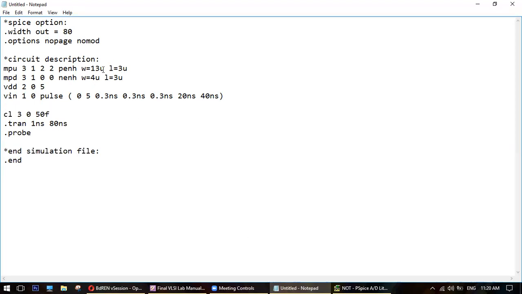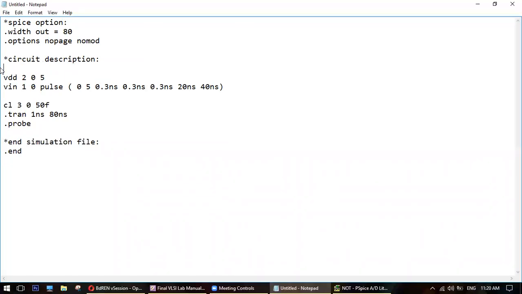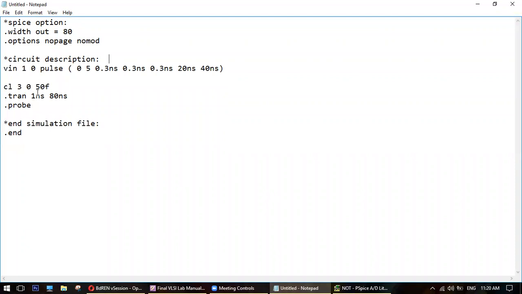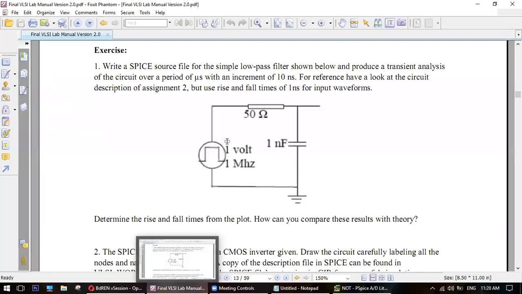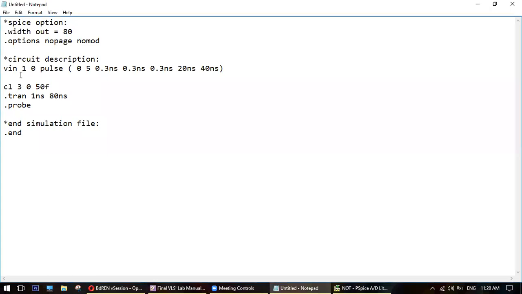Here, we do not need any MOSFET, because we do not have any MOSFET. So I'm going to keep the MOSFET out from here. We do not need any VDD, because we do not have any VDD. So we only have a V in, that is 1 volt. So let's write. It is connected between 1 to 0, and it is pulse. It should be 1 volt.